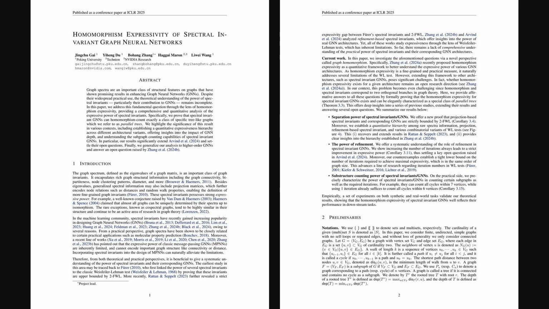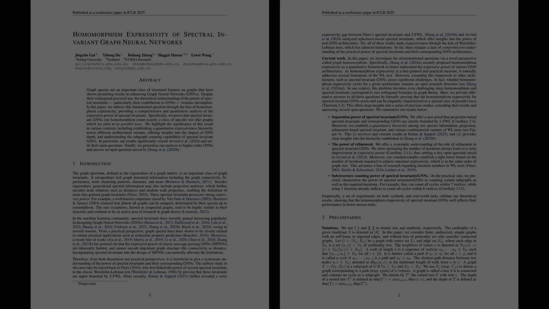Alright, so we're diving into homomorphism expressivity of spectral invariant graph neural networks. This ICLR conference paper was published back on January 22nd, so just over 3 months ago now. Essentially, this paper explores how powerful graph neural networks become when they leverage graph spectra, like eigenvalues and projections, compared to standard message passing, using homomorphism counts to measure it.